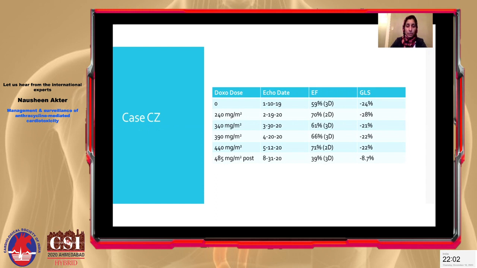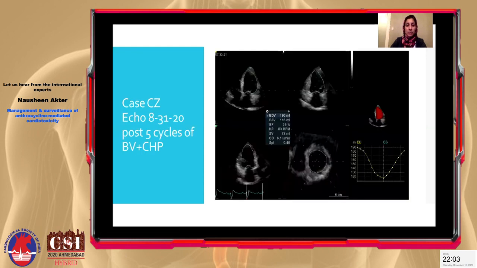On her pre-treatment echo, she had normal ejection fraction and strain, and actually was relatively normal until her final echo, in which she had received 485 milligrams per meter squared of doxorubicin, at which point her EF dropped to 39%, with a corresponding decrease in global longitudinal strain to negative 8.7%.